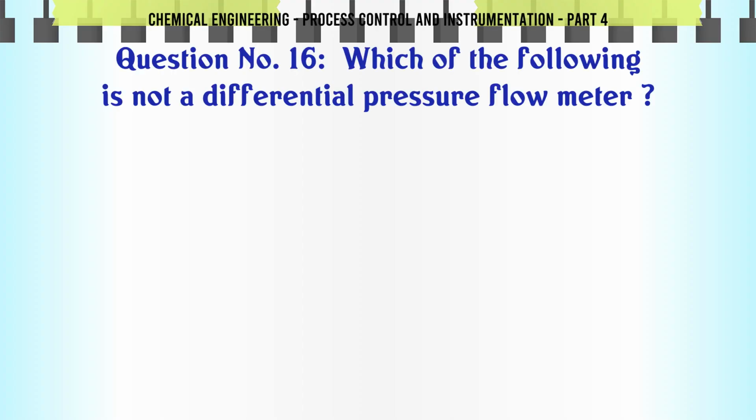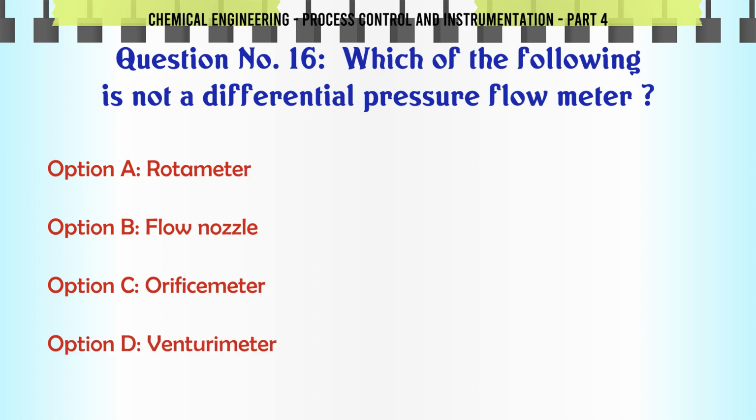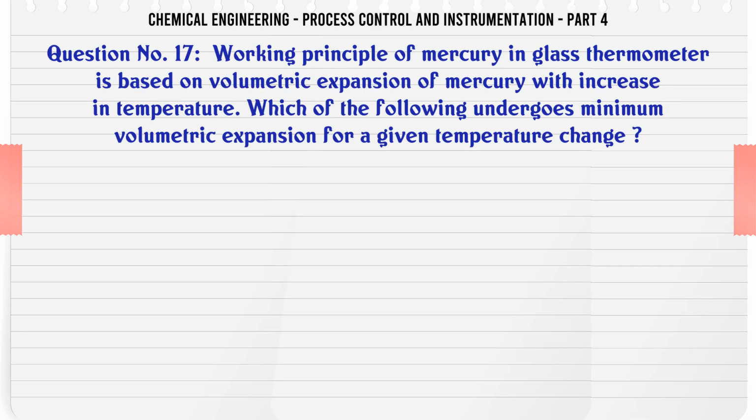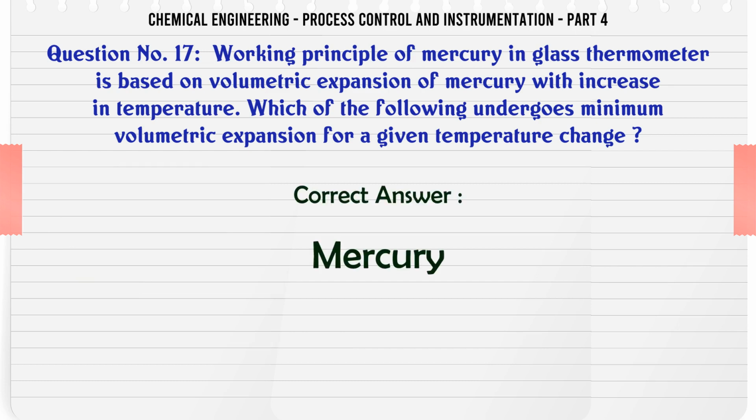Which of the following is not a differential pressure flow meter? A. Rotameter. B. Flow nozzle. C. Orificemeter. D. Venturimeter. The correct answer is rotameter. The working principle of a mercury in glass thermometer is based on volumetric expansion of mercury with increase in temperature. Which of the following undergoes minimum volumetric expansion for a given temperature change? A. Water. B. Mercury. C. Methyl alcohol. D. Carbon tetrachloride. The correct answer is mercury.